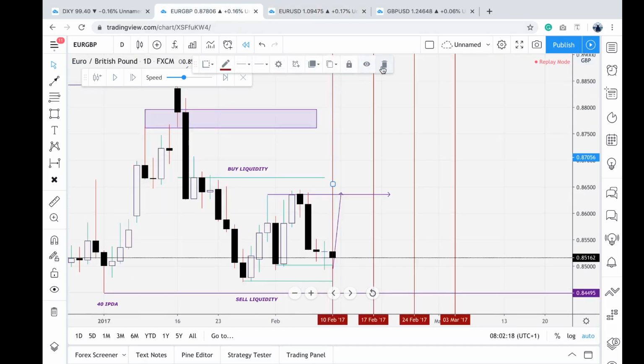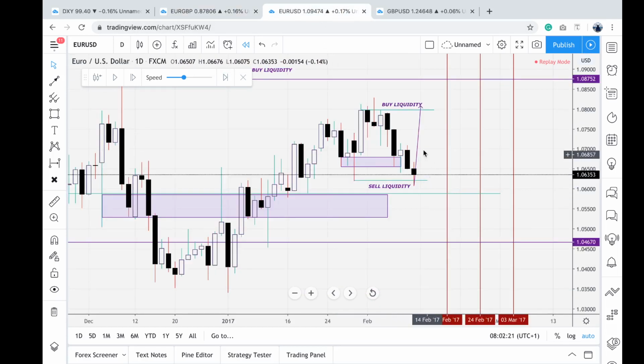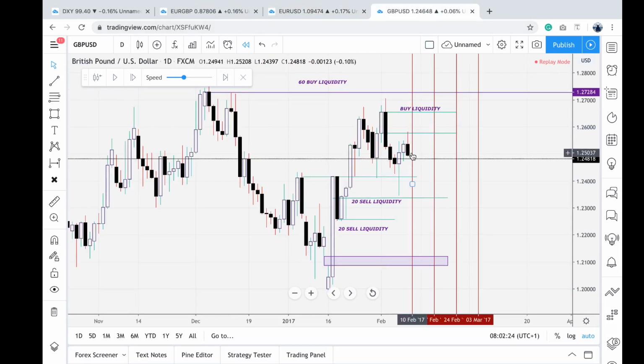No, this is going to be Monday's candle. So we could potentially see price trade higher into buy liquidity, and British pound dollar could see price also just remain in this range. I don't want to see price really do anything.